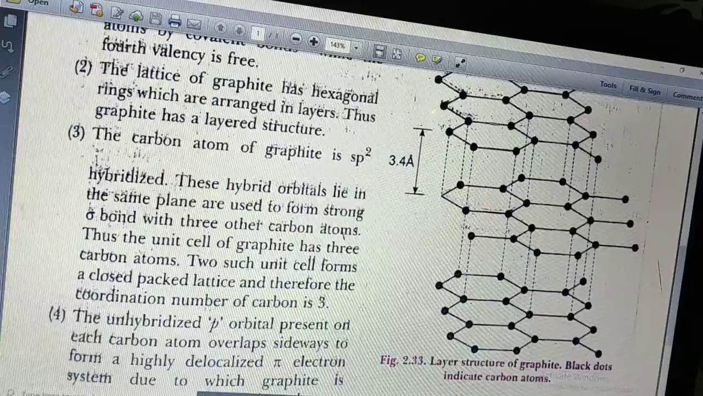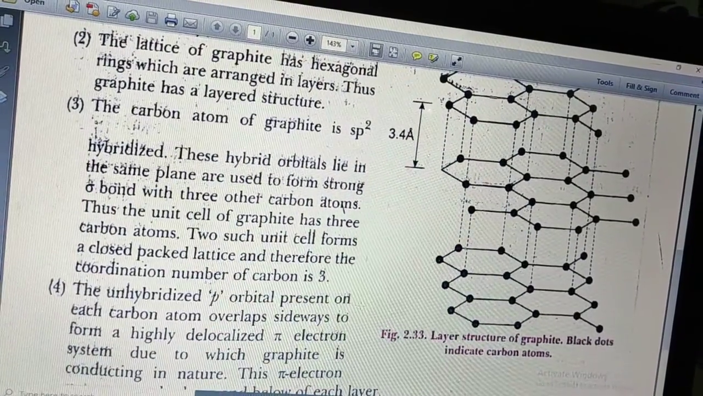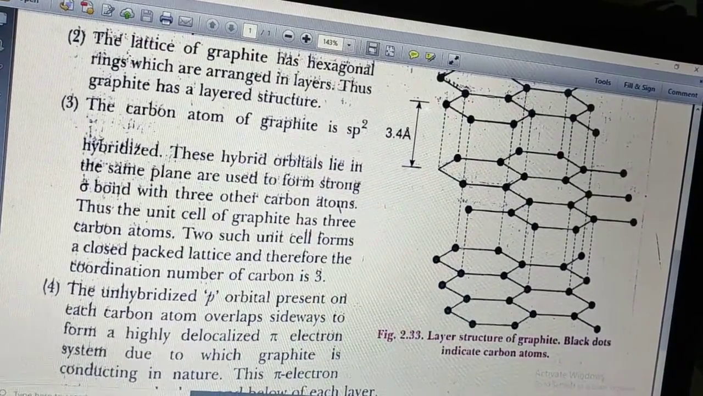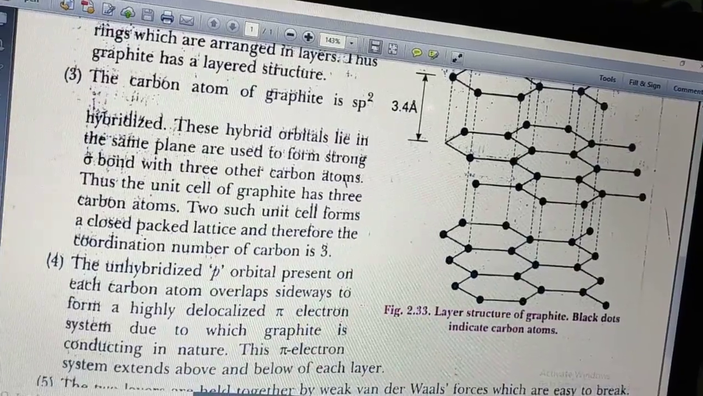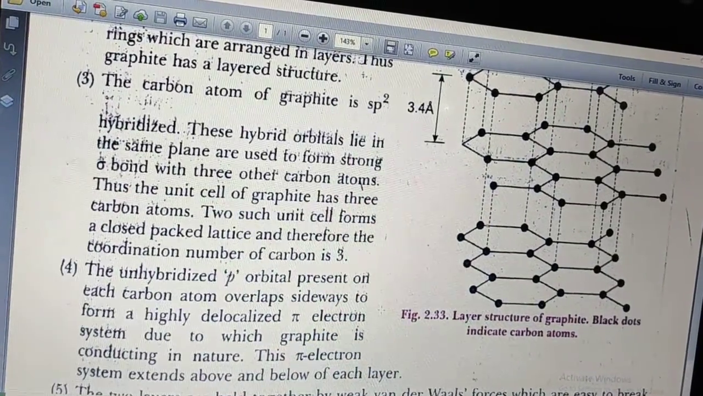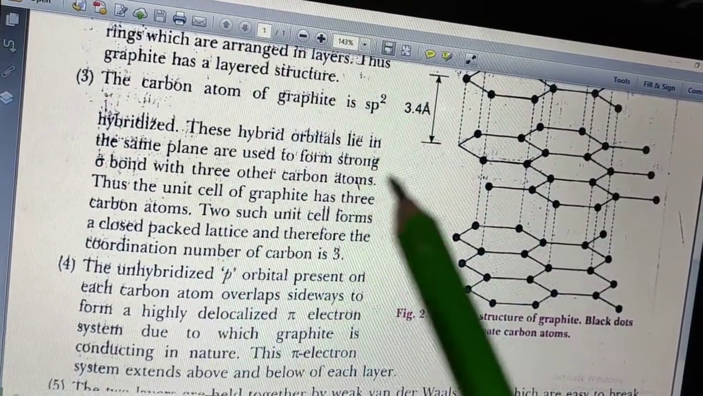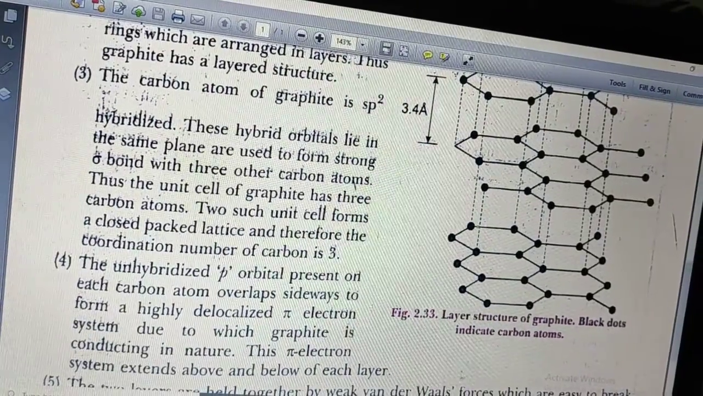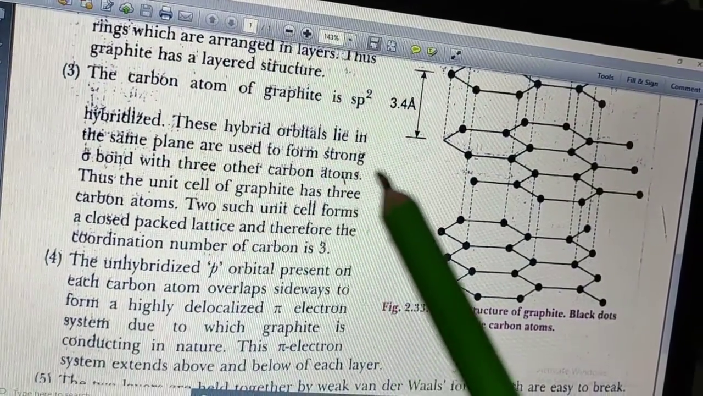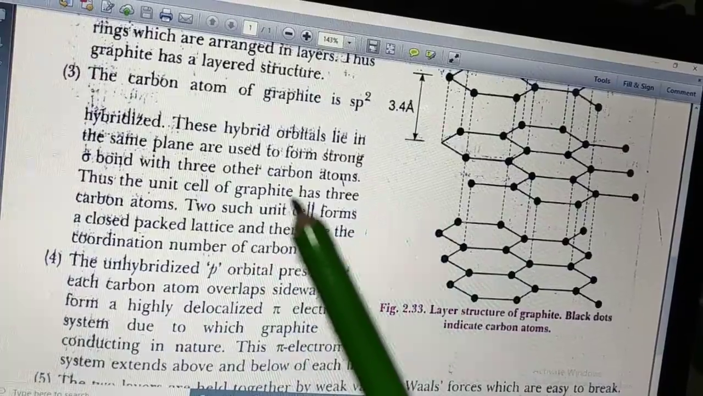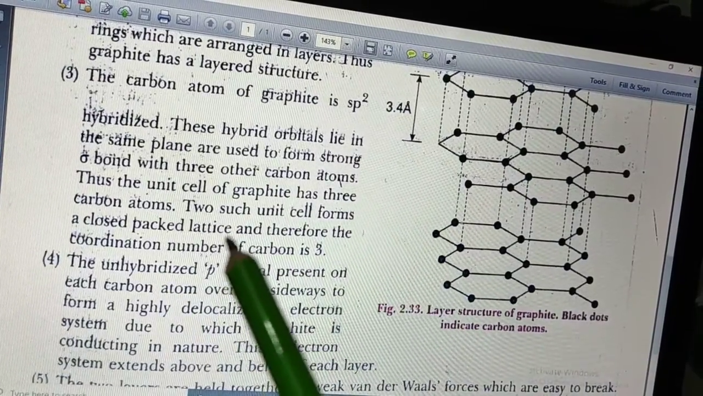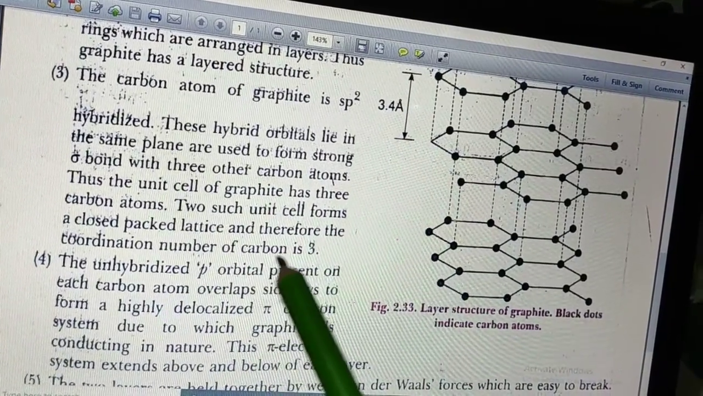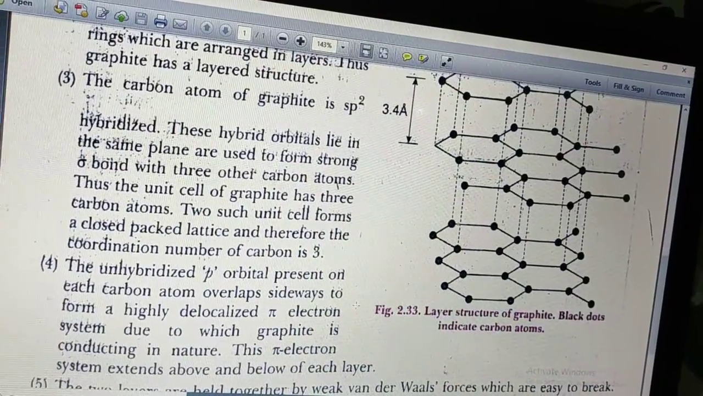Now when you talk about the hybridization, the carbon atom in graphite is sp2 hybridized. These hybrid orbitals lie in the same plane and are used to form strong sigma bonds with three other carbon atoms. Thus the unit cell of graphite has three carbon atoms. Two such unit cells form a close packed lattice, and therefore the coordination number of carbon is 3.